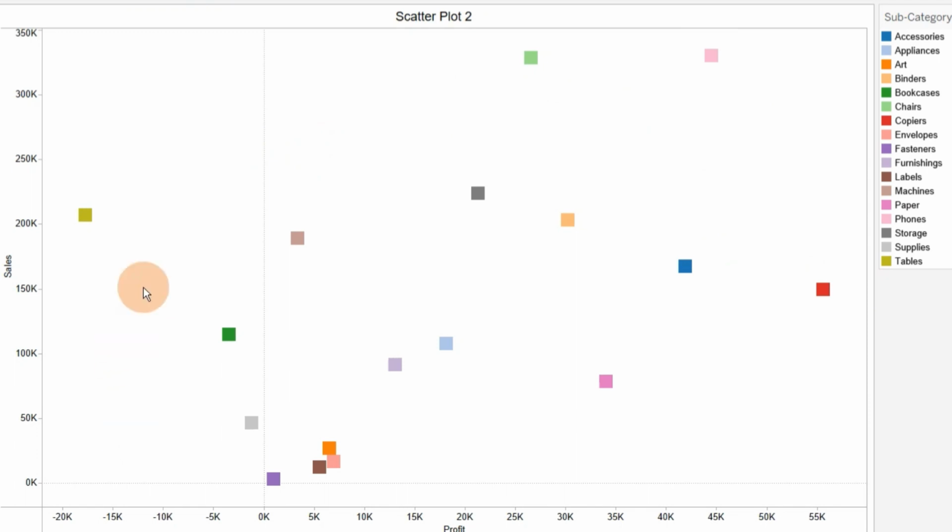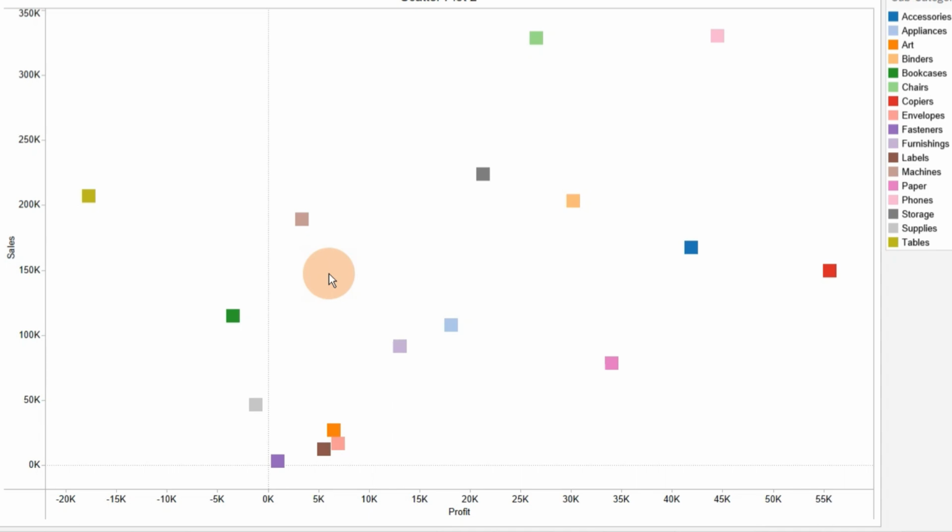So through this scatter plot, I am able to visualize which subcategory is contributing highest to profit, lowest to profit, highest to sales, lowest to sales. I can get all these insights through this scatter plot depicting subcategories in sales versus profit. So like this also I can make use of a scatter plot. Now that's it for scatter plot.